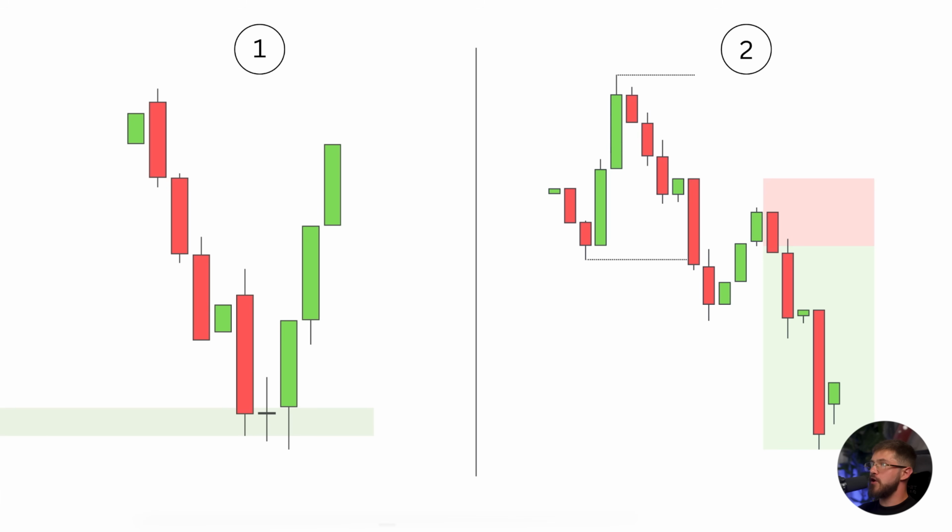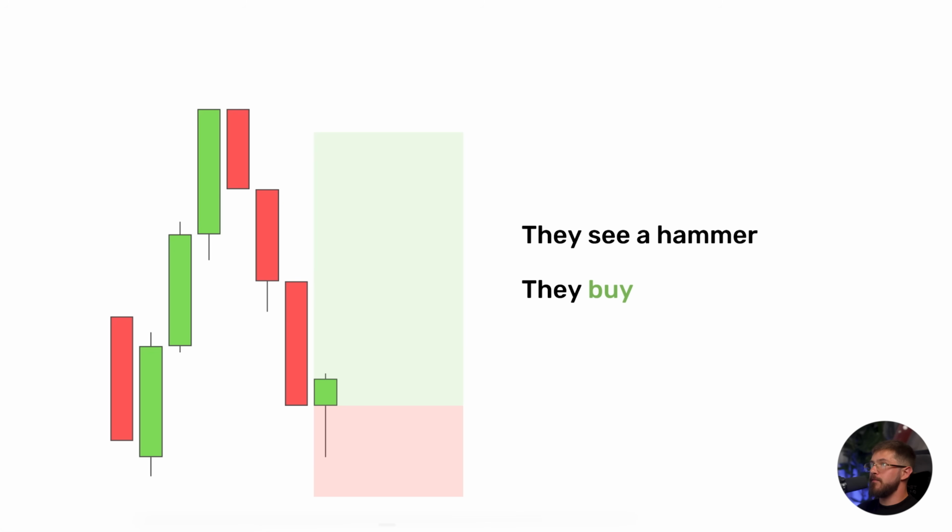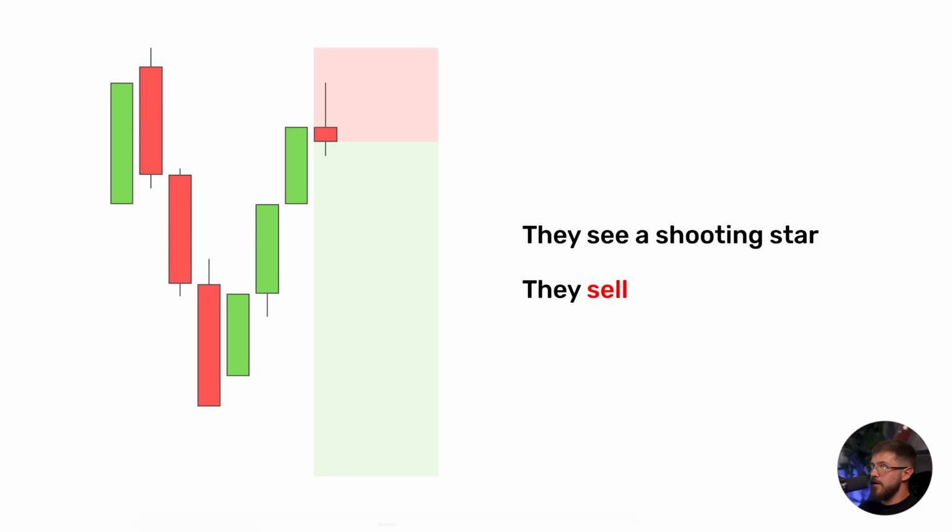But before I show you these strategies, you need to understand what separates a good trade from a bad trade. Most traders think that a good trade is just about finding the right pattern. They see a hammer, they buy. They see a shooting star, they sell.